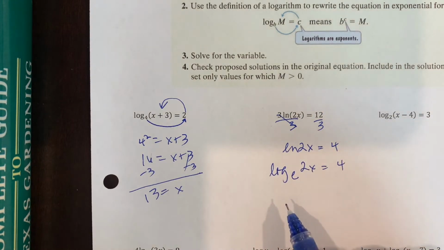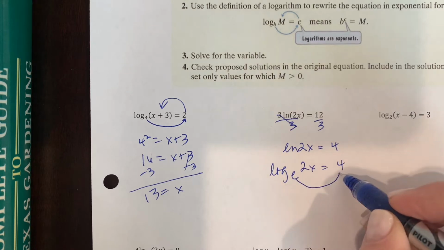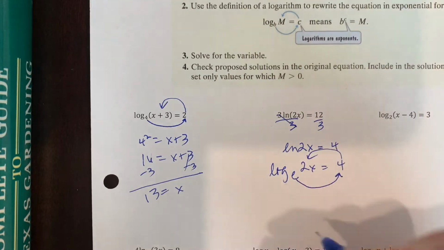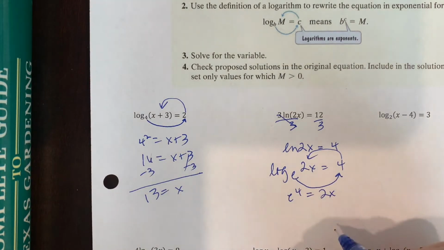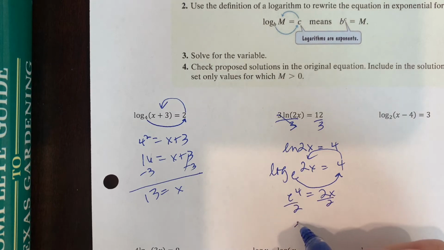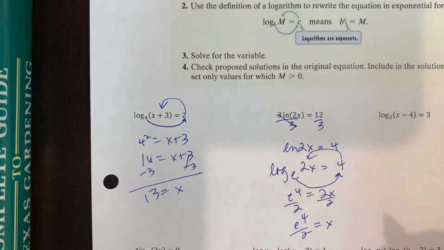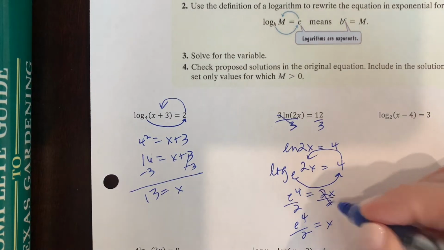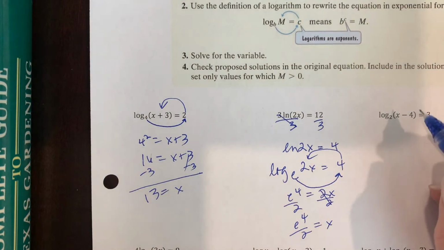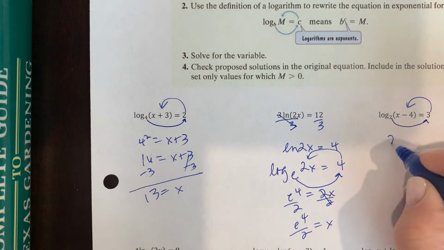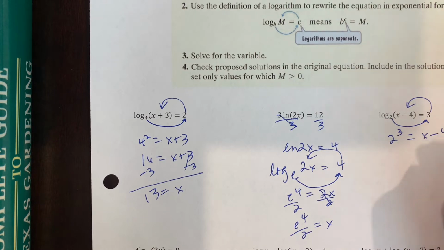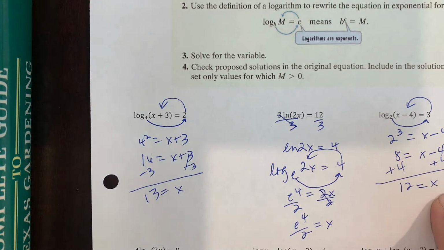Okay, so now that I've got it written in log form, I can do that counterclockwise. So it's saying e to the 4th equals 2x. Okay, divide by 2, and then e to the 4th over 2 equals x, if I'm getting x by itself. Same thing here. So it's saying 2 raised to the 3rd power equals x minus 4. So that's 8. Add 4 to both sides, and 12 equals x. So that one was actually easier than this one.